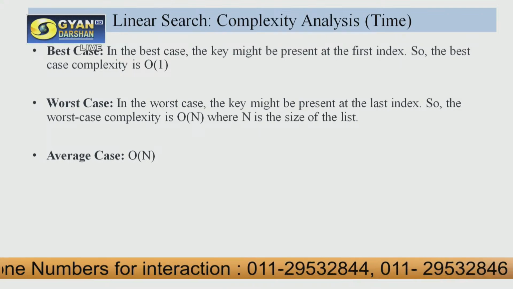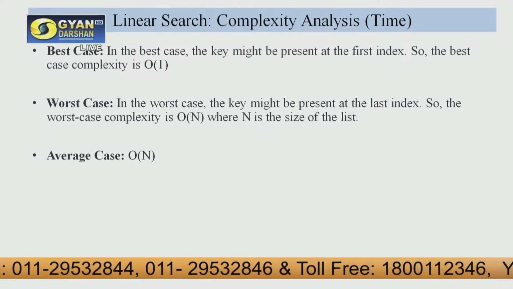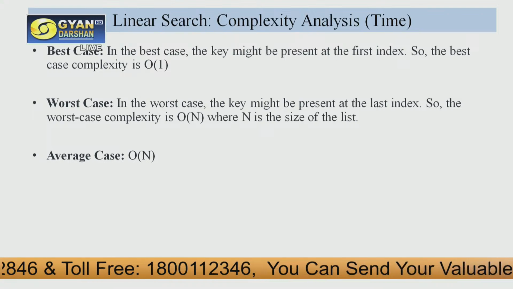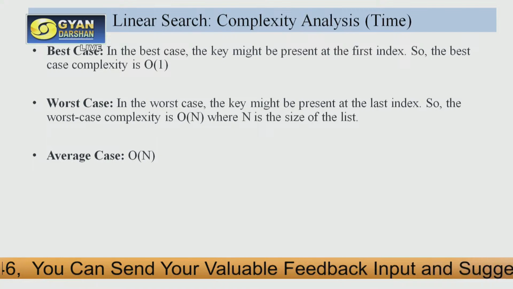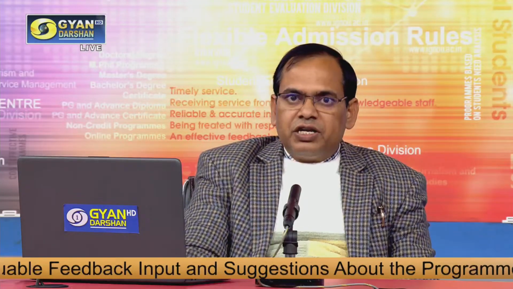So in big O notation, this n by 2 is approximately of order of n. So the average case time complexity of linear search is represented by order of n. So that is about the linear search.